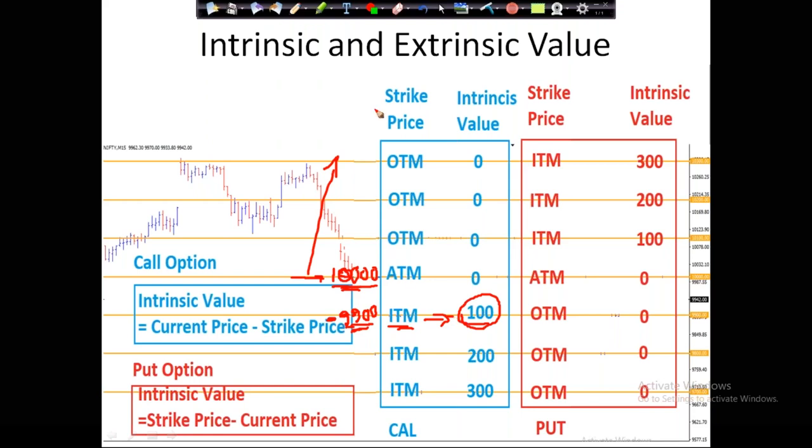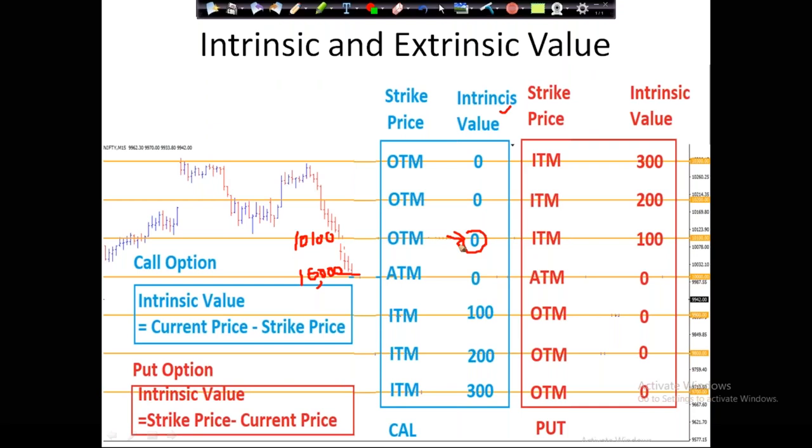Okay, now let's see. Suppose another price: actual price is running 10,000 and I want to buy the 10,000 at the money. There is nothing to deduct, 10,000 minus 10,000, there is zero. That is why for at the money and out of the money, intrinsic value is always zero. Remember, now most of the people are thinking, hey, there is nothing. They have only extrinsic value.